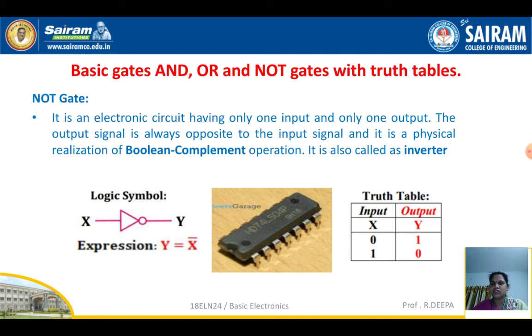So the logical symbol is shown here. There will be only one input X, and the NOT gate is represented by a triangle with a small circle at the end. This shows that we are going to take the complement of the input, and the output is Y, and the expression is Y is equal to X bar, that is, complement. Y is equal to X complement. And the truth table is, if input X is 0, output Y is 1. If X is equal to 1, Y is 0. And in between we have shown how the NOT gate will look like. It will be manufactured in the form of an IC, so the IC diagram is shown in between.